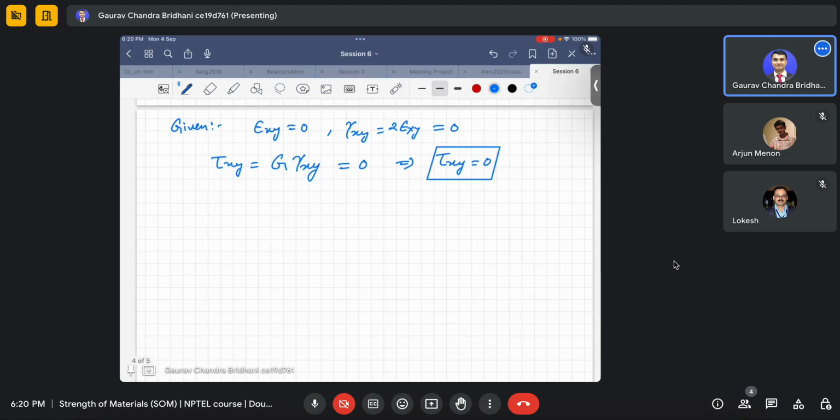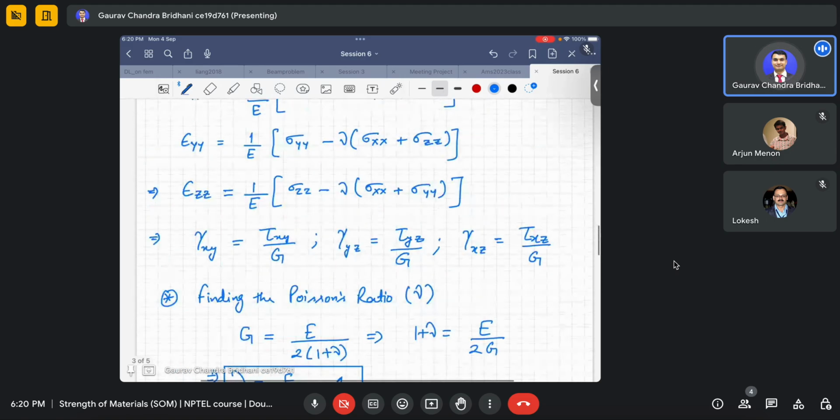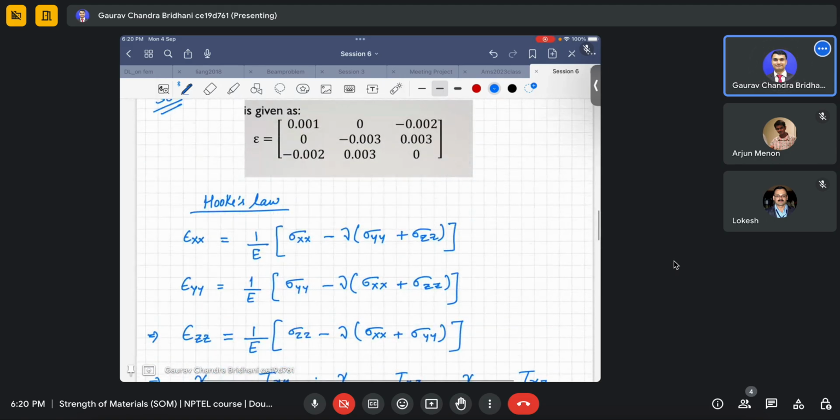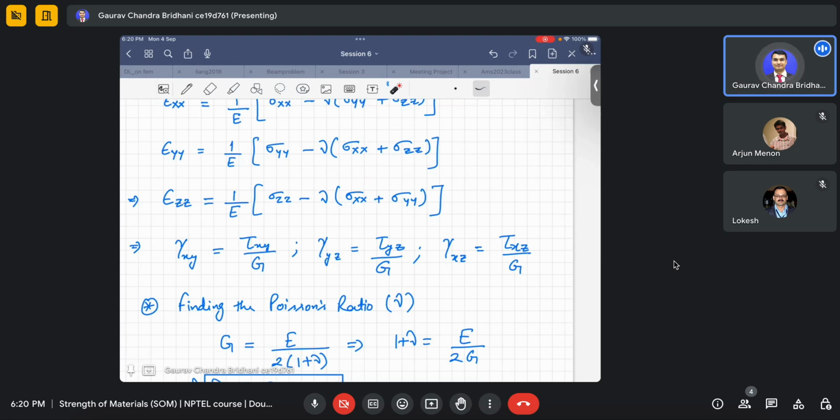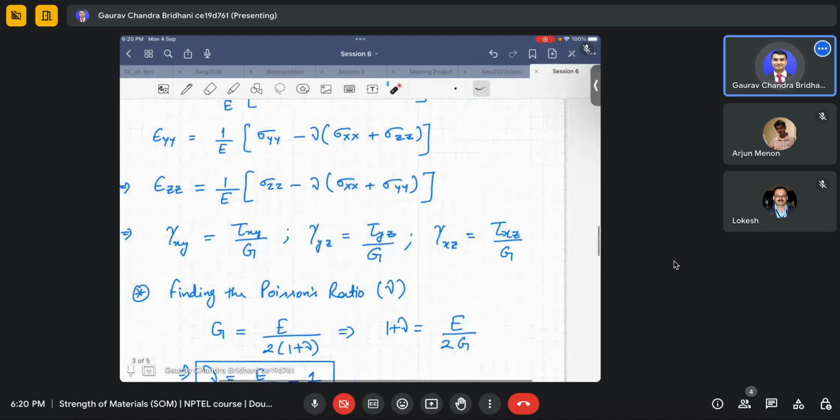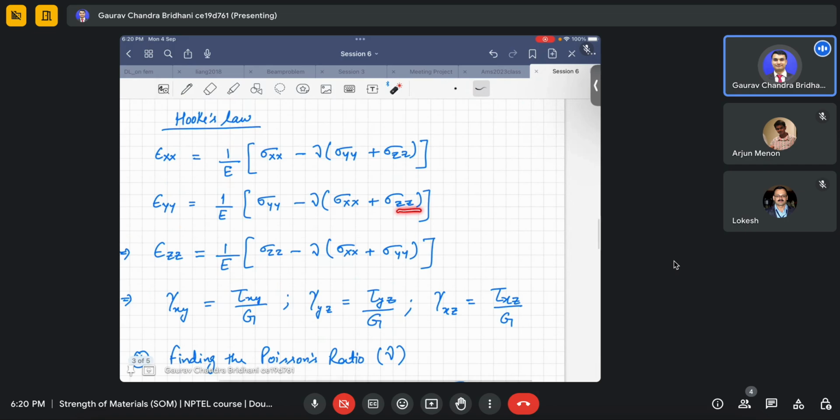Now let's find the other one, the epsilon zz. So epsilon zz is 0, you can see here. So we'll use this fact also. Epsilon zz is represented by this equation. If this part is 0, that means this equation will be 0. That means sigma zz will be nu times this. So if we are able to find sigma xx and sigma yy, we can find sigma zz very easily, and wherever sigma zz is given, we can substitute the value there.